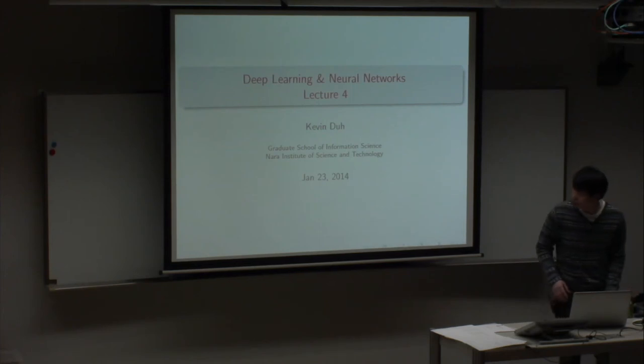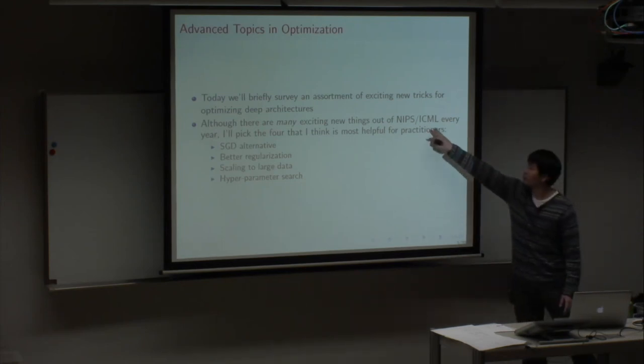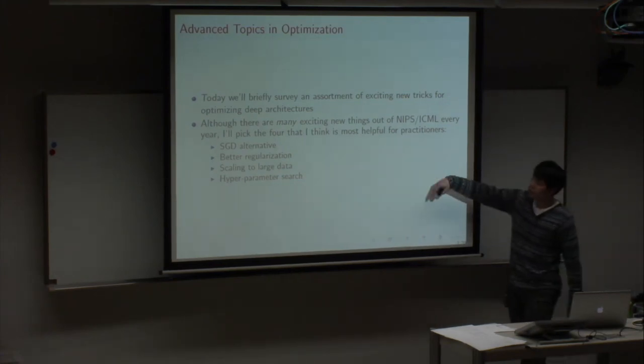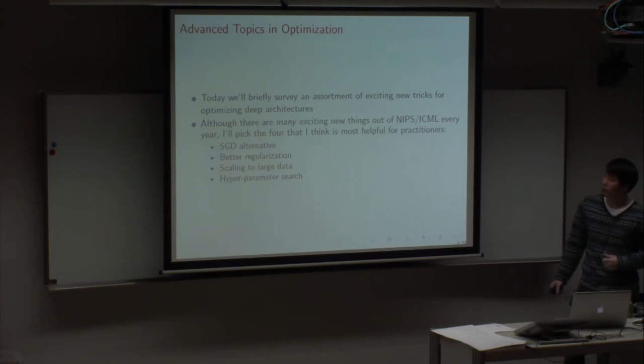Okay, let's get started. I just want to briefly present a set of random topics on how to optimize these deep architectures in a better way. There are many new things coming out every year at conferences, and everyone has some new way to optimize deep architectures better. I'll pick four things that I think are useful for practitioners, but please go to the conference proceedings to see other things. If you get a rough idea of these four, it might help you if you try deep learning on your own problem.